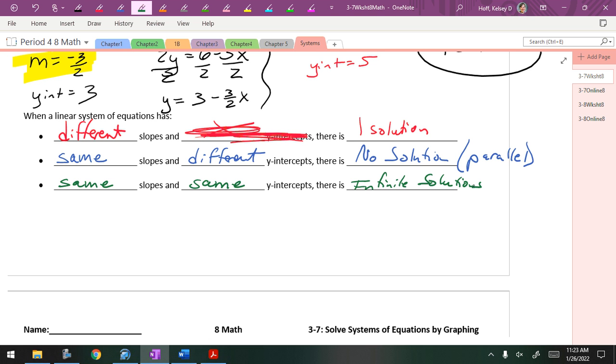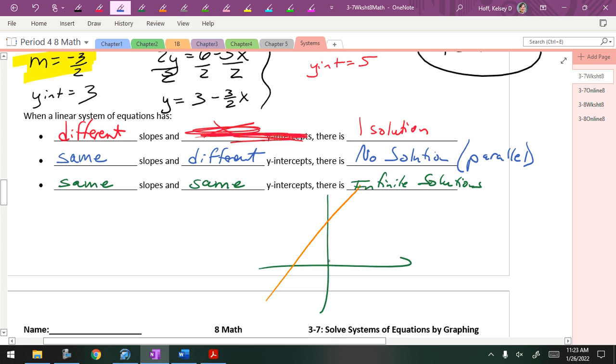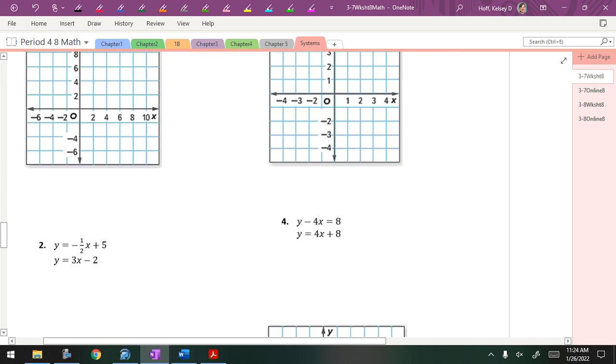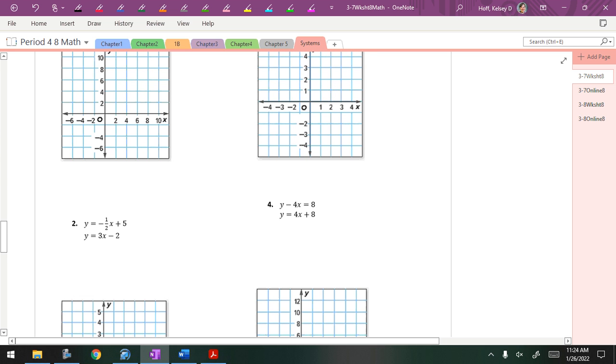Some people say, Ms. Hoff, I graphed my two lines, and they don't cross. Well, off your graph they're going to, but that tells you that you probably made a mistake. If they're not going to cross, you have to prove to me that they're parallel. Show me that they have the same slope and different y-intercepts. I'm going to warn you. 3 of the first 4 problems, look at your scale, goes by 2s. So be cautious when you're graphing.